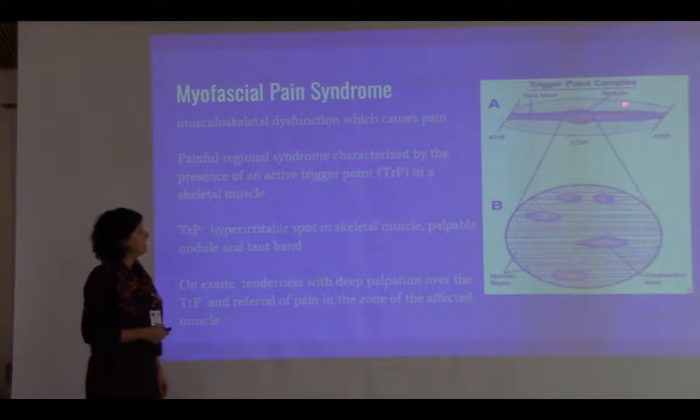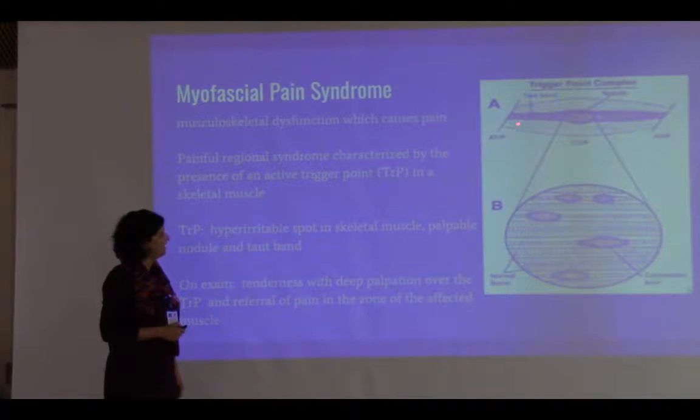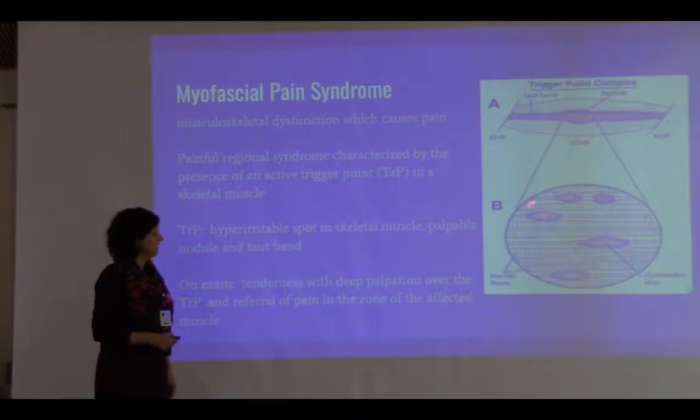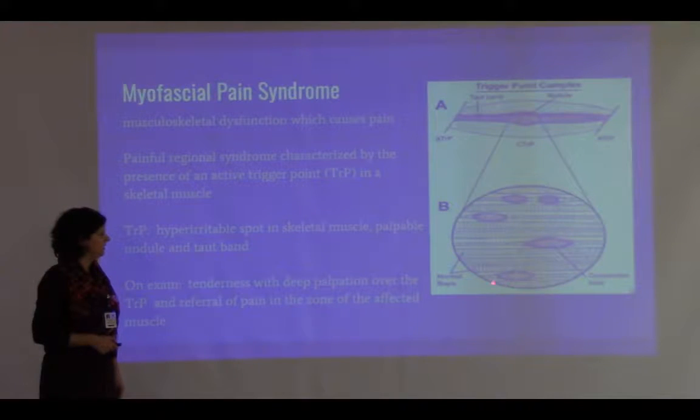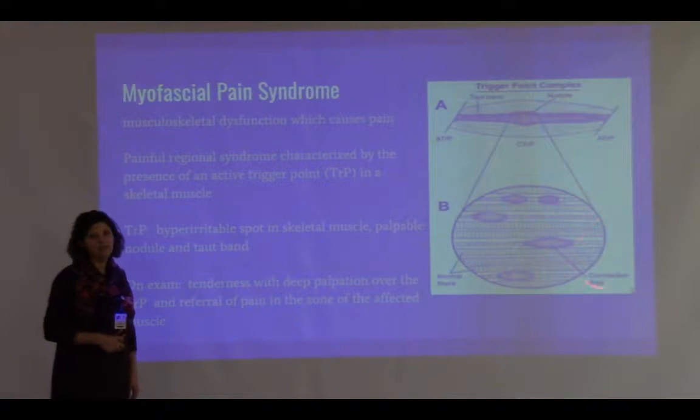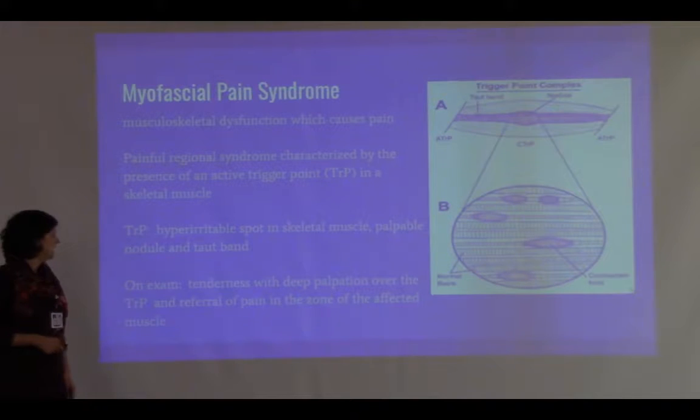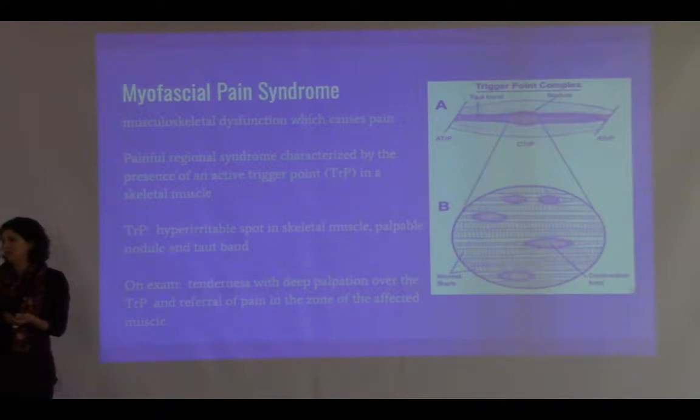So myofascial pain syndrome is basically a musculoskeletal source of pain. And it's actually very common. There's kind of a debate about how prevalent it really is in our population, but it's very common. It's a regional syndrome. It is related to active trigger points that are found in skeletal muscle, and you'll see this TRP abbreviation throughout the talk. So that stands for trigger point.